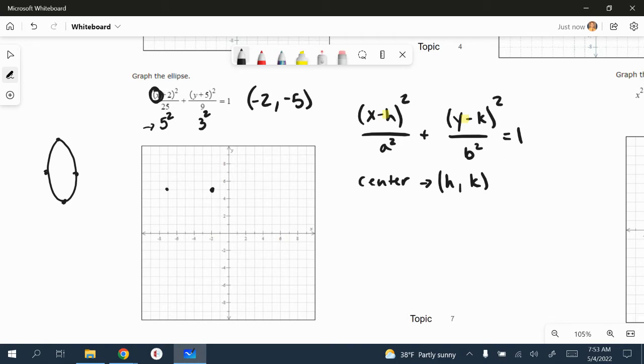Oh, and actually, I put my center in the wrong spot. Hold on a second, sorry about that. You guys probably caught that. It's negative 2, negative 5, so it'd be down here. Negative 2, negative 5 would be right there. Now we can fill it out, though. We're going to move 5 in the left direction, 1, 2, 3, 4, 5. We're going to move 5 in the right direction, which would be 1, 2, 3, 4, 5 right there.